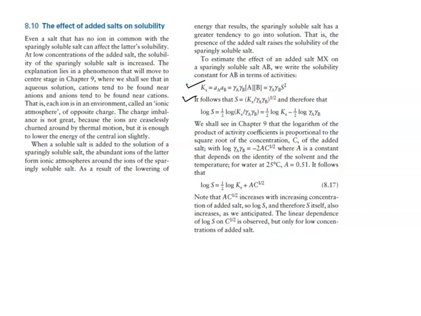Note that A times the square root of concentration increases with increasing concentration of salt added. So the log S, and therefore S itself, also increases, as we anticipate. The important thing within this, because we're transitioning to Chapter 9 here, is that we know categorically how the addition of another salt can impact the solubility of a sparingly soluble salt.